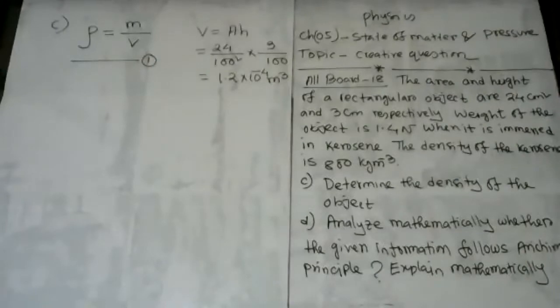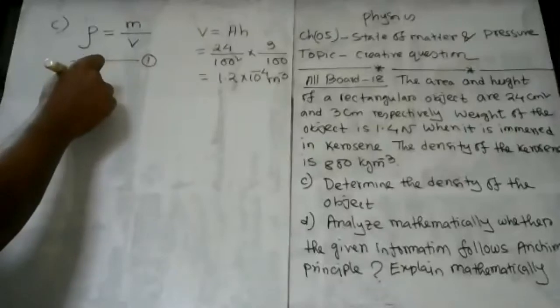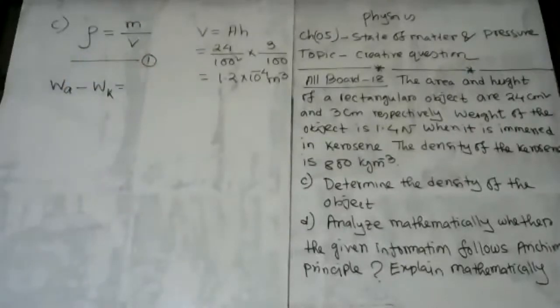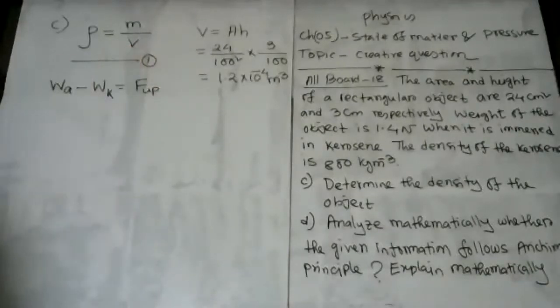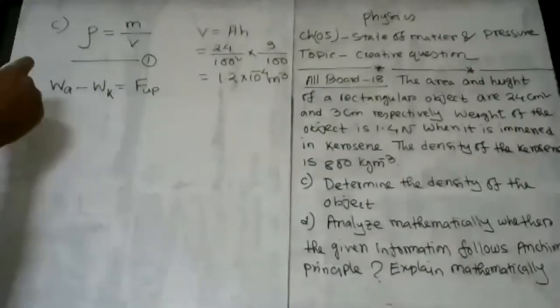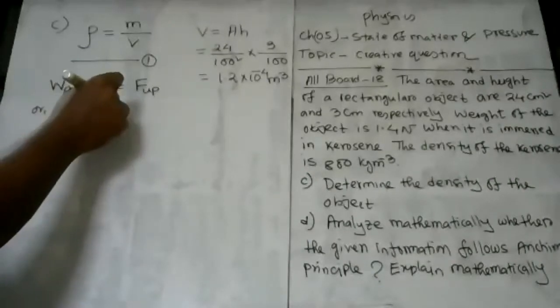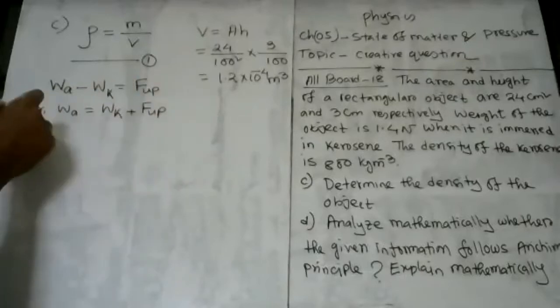Okay. According to Archimedes' law, I can say that weight in air minus weight in liquid, and from now this is kerosene, will equal upward thrust. And you know that, my dear student, this upward thrust is nothing but the buoyancy. So weight in air will equal what? Weight in kerosene plus this upward thrust.